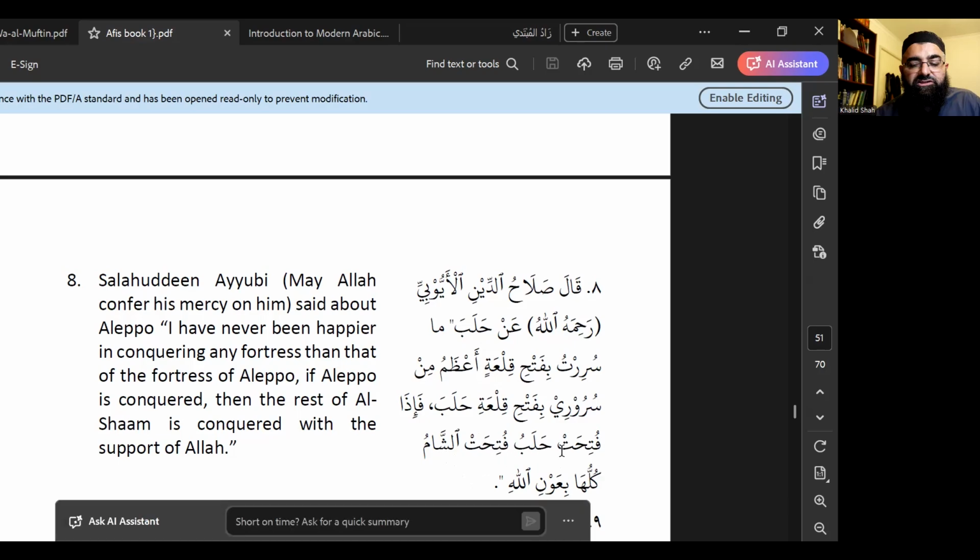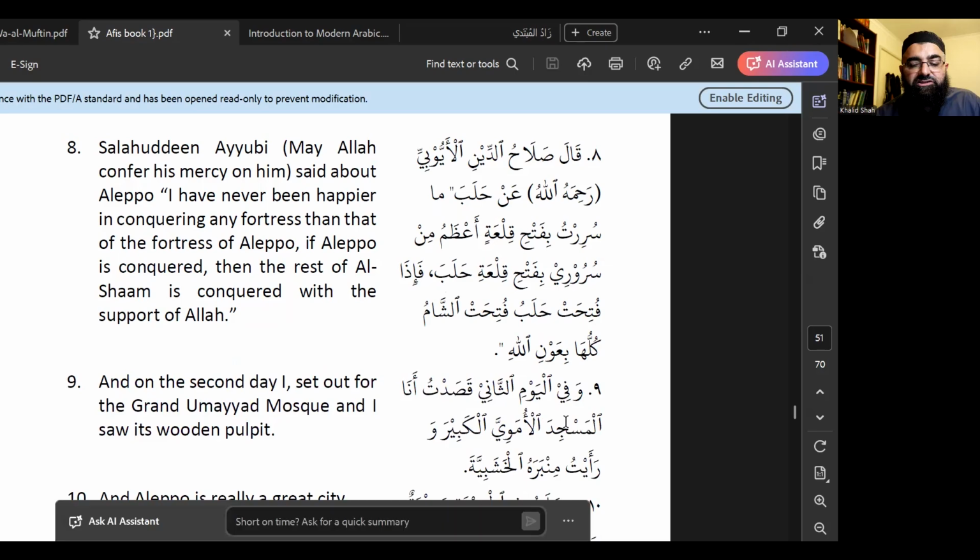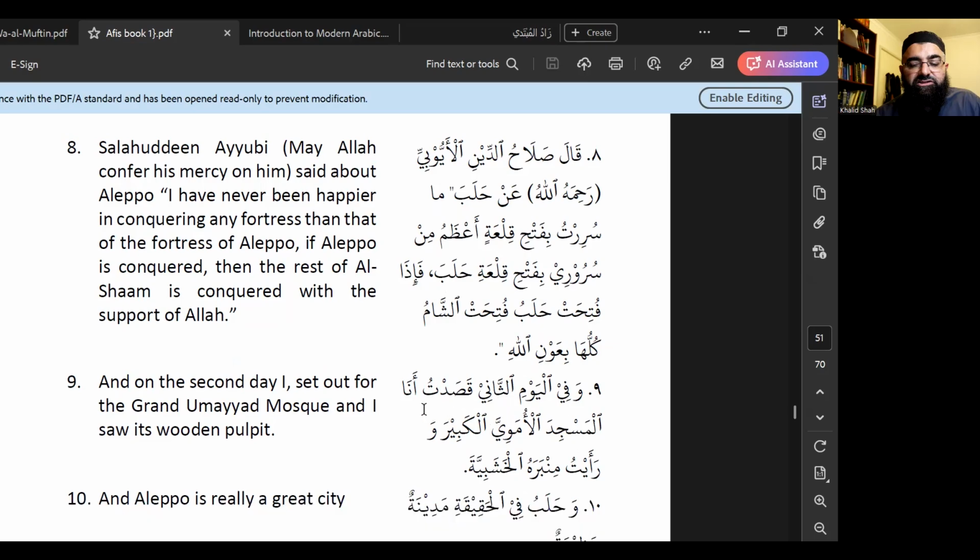If Aleppo is conquered, then all of Sham, all of Levant, meaning Palestine, Lebanon, Jordan, all of it is conquered. وفي يوم الثاني, and in the second day, قصدت أنا, I set out. قصد comes from maqsad, the goal, to set out. See how it's repeating: أنا قصدت أنا. قصدت already tells us "I", but the أنا is there for emphasis.